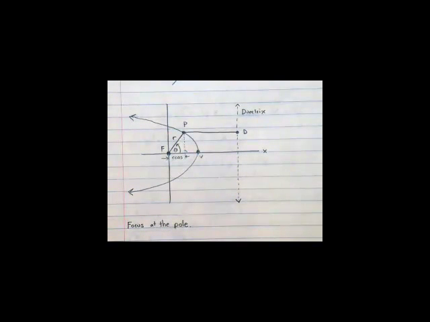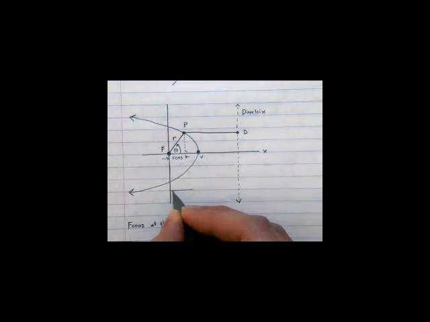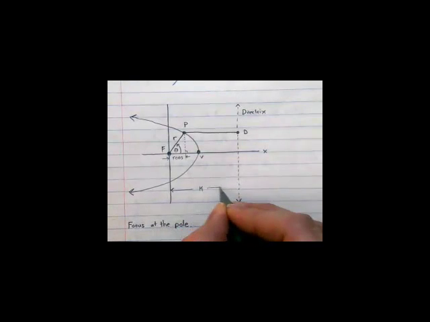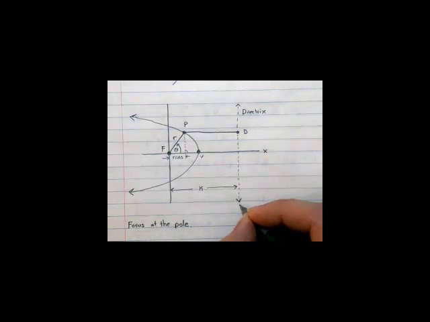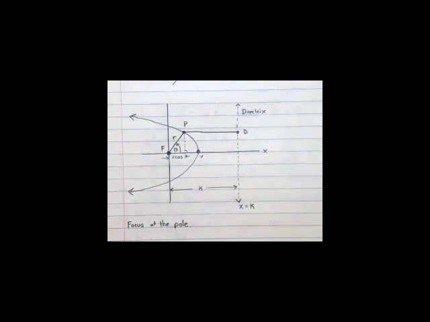And if you remember our whole talk about directrices with parabolas, we used the letter k to determine how far the directrix was. So the equation of the directrix would be x equals k. So this distance from here to the directrix is k. That's the variable we used before.